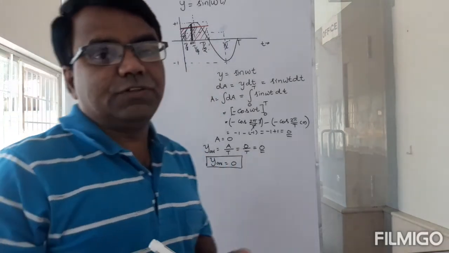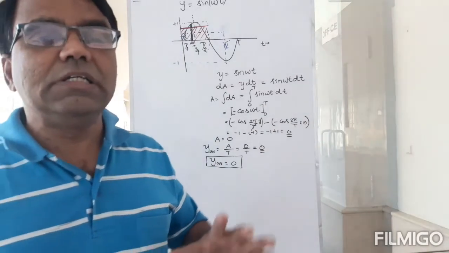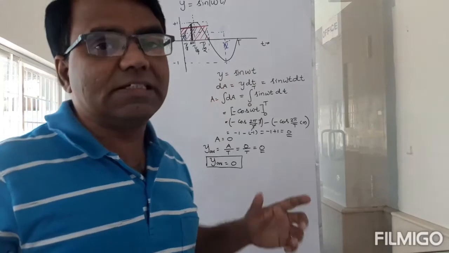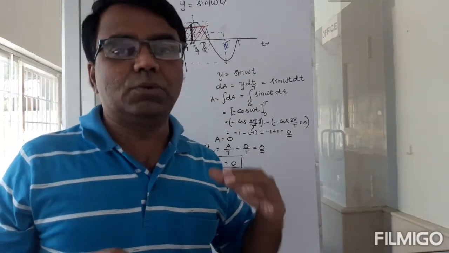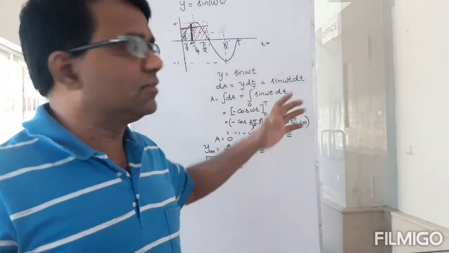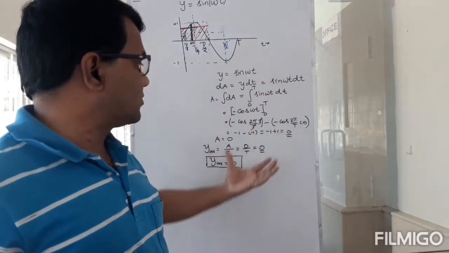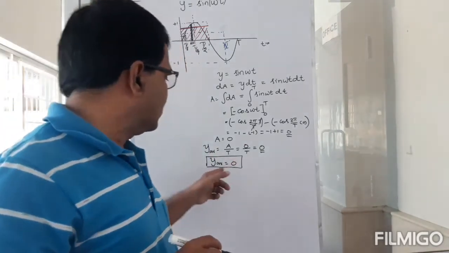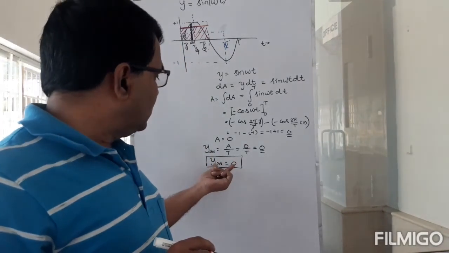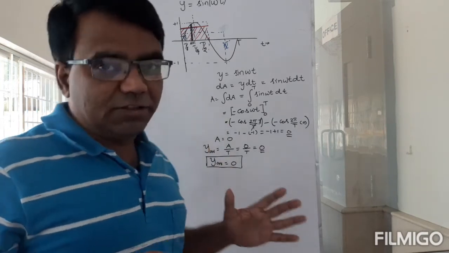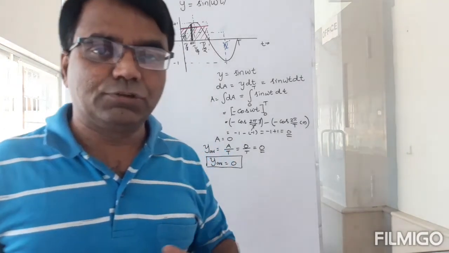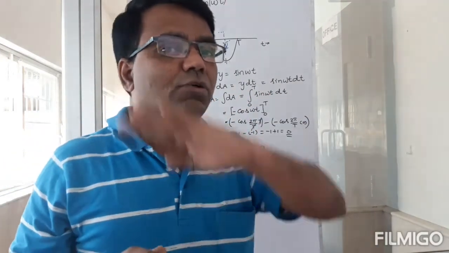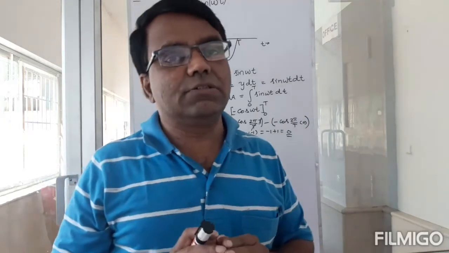It is not just true for the sine function alone. Even if you use a cos function, you will get the same value. So instead of y is equal to sine omega t, if you take y is equal to cos omega t, and you integrate that function and substitute, then you will get 0. So what you need to understand is that the average value of a sine function over one full cycle is 0. That's important.